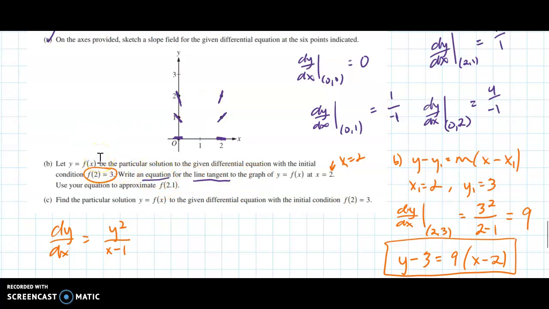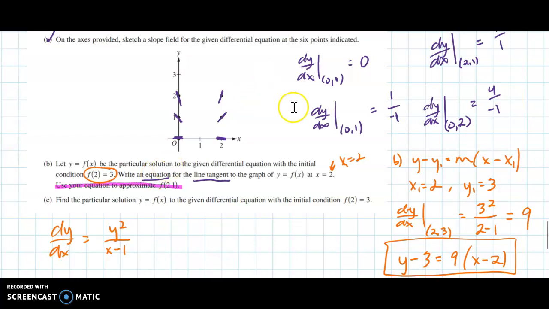Now, before I move on to part C, I need to make sure I read the entire question. So let it be the solution, initial condition, write an equation, tangent line. Use your equation to approximate f of 2.1. So I need to make sure that I do that. I think people frequently just don't even read that and forget it.